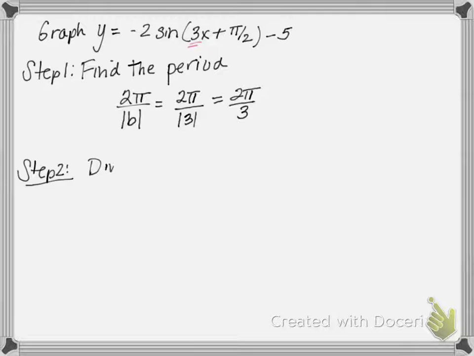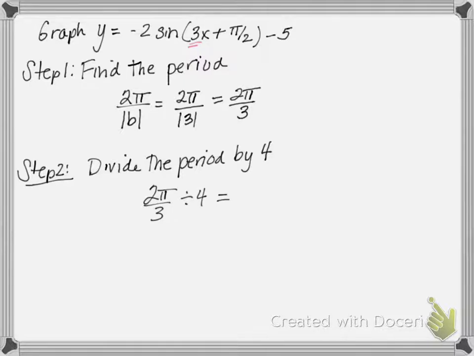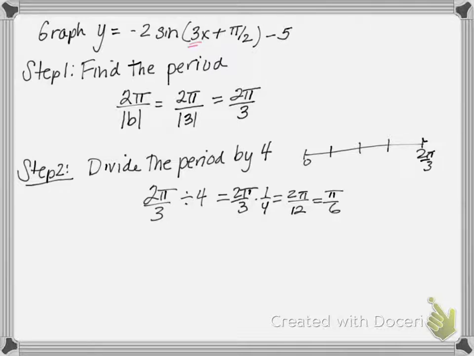I'm going to divide the period by 4. I'm dividing the length of a segment, so just think of this segment as being from 0 to 2 pi over 3. I need 4 equal parts because I need to find the max, the min, the midline, and everything of the graph. So I have 2 pi over 3, and I flip the 4 to 1/4. I have 2 pi over 12, which is just pi over 6. So the length of each unit on this number line is pi over 6.